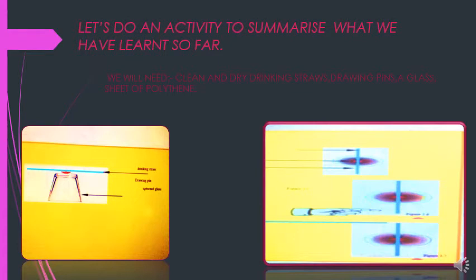Now guys, let's do an activity to summarize what we have learned so far. To do this activity, we will need clean and dry drinking straws, drawing pin, a glass and sheet of polythene. So the method is, charge the drinking straw by rubbing it with the sheet of polythene. Now we are rubbing the straw using a polythene. And then balance the charged drinking straw on an upturned glass using a drawing pin. Now we are balancing the charged drinking straw on an upturned glass using a drawing pin.